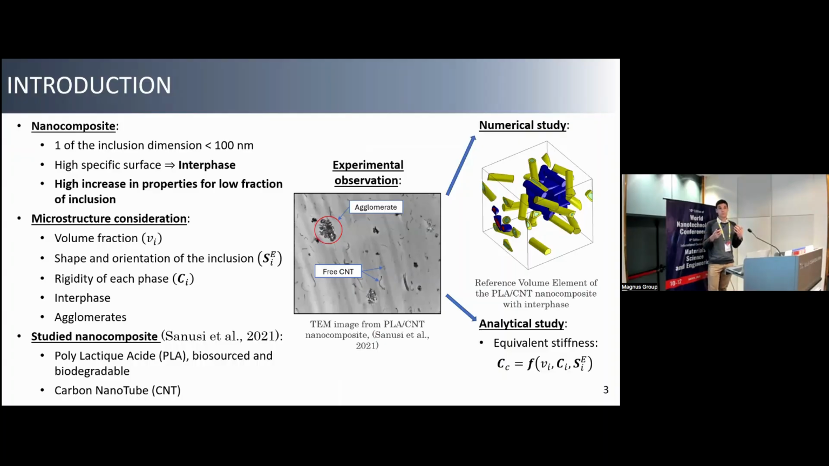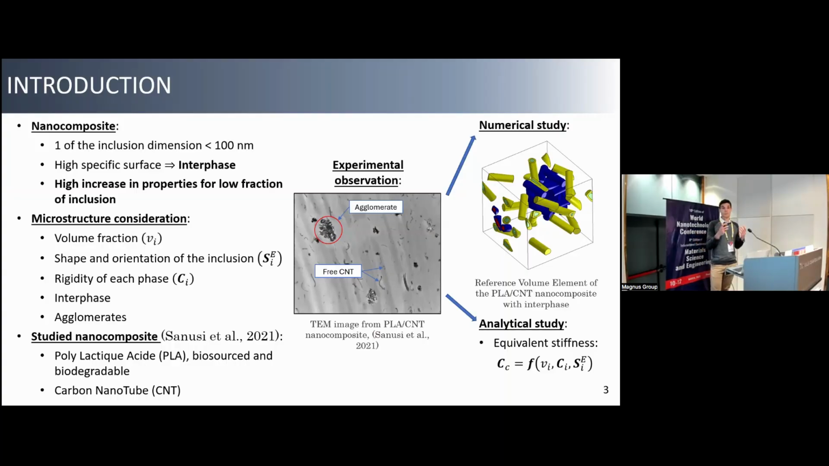To consider the mechanical properties of nanocomposite, we need to consider multiple parameters, which are the volume fraction, shape and orientation of the inclusion, rigidity of each phase, interface, and in this case, we'll also consider agglomerates. There are some other factors that can be considered, but in this study, these are the factors that we consider. The studied nanocomposite will be polylactic acid, which is PLA, a biosourced and biodegradable polymer, and carbon nanotube, so CNT, will be added to it.